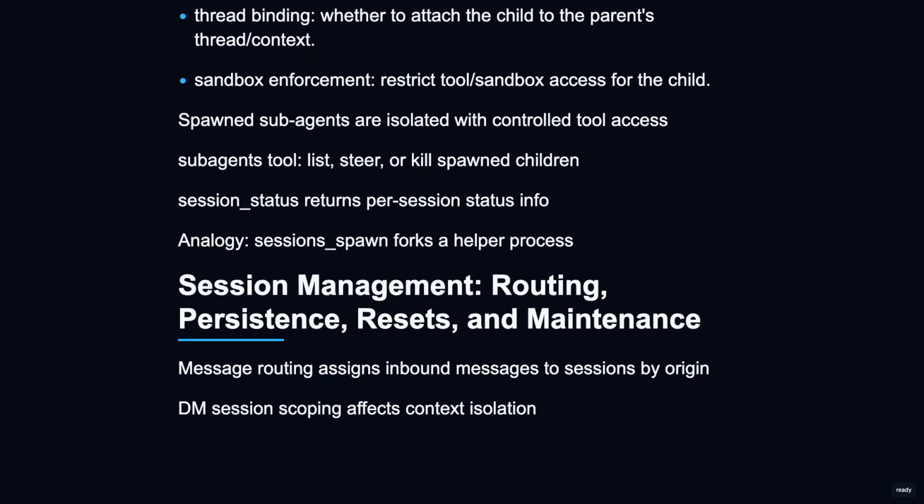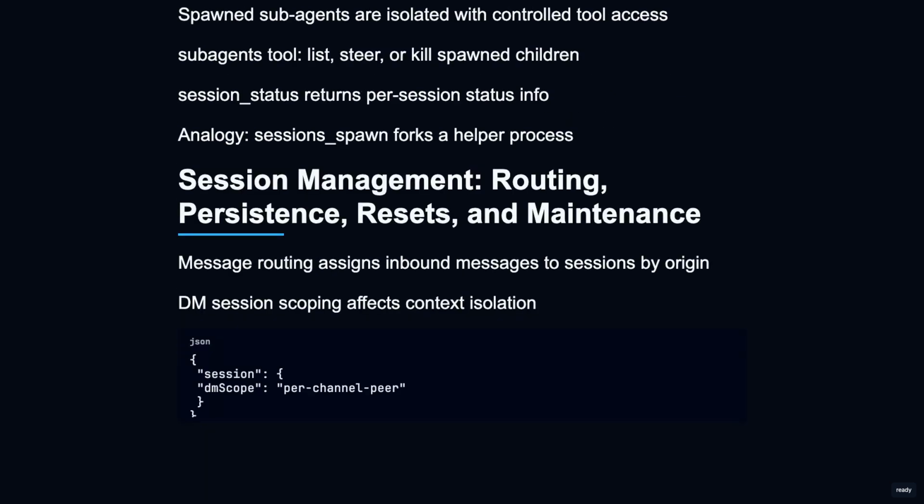A critical choice is how direct messages are scoped. By default, all DMs share a single session, which keeps a consistent persona but risks mixing conversation from different users. For better privacy, especially in public agents, you can isolate sessions per user and channel by changing the DM scope setting. This JSON snippet shows how to configure DM scope to isolate sessions by channel and peer. Setting per channel peer ensures each user's conversation is kept separate, preventing context leaks across users.